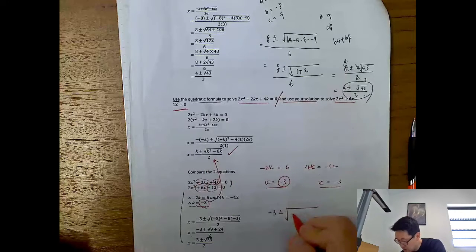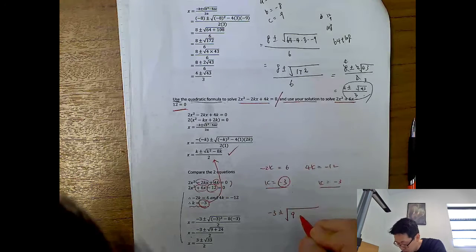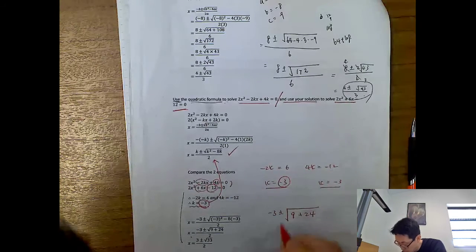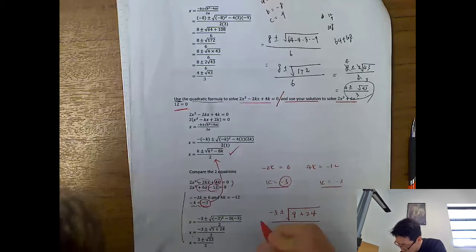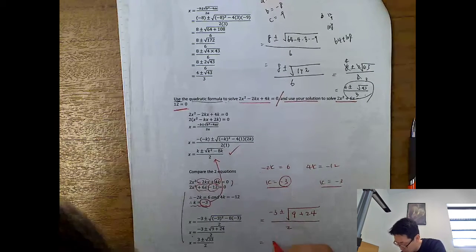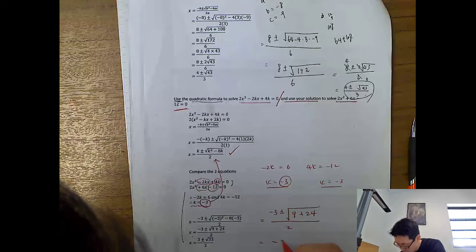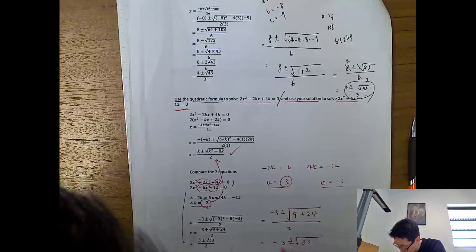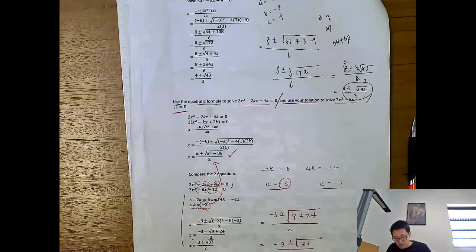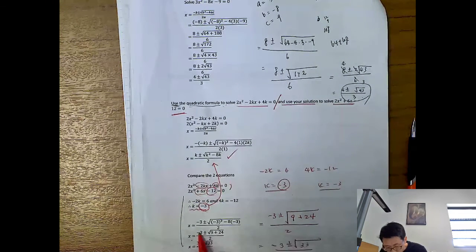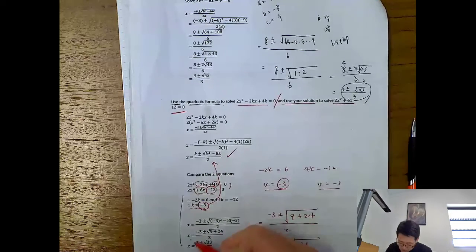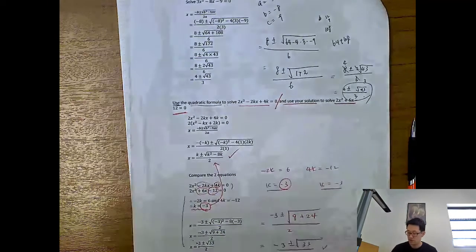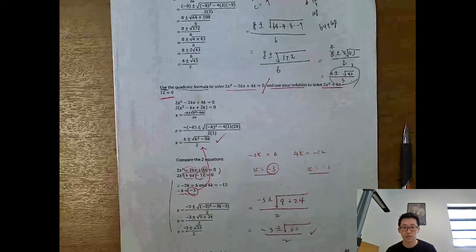k minus 3 times minus 3, 9, minus 8 times minus 3 plus 24, over 2. Therefore, minus 3 plus minus root 33 over 2. Hold on. Why is plus here? No, it shouldn't be. It should be minus here. So that's what you're going to get. Oh, can you see that?